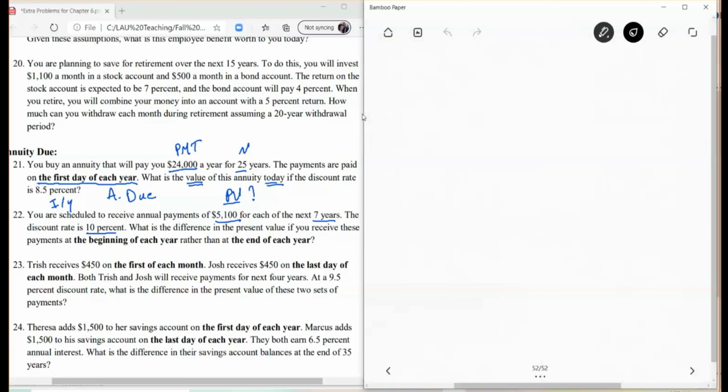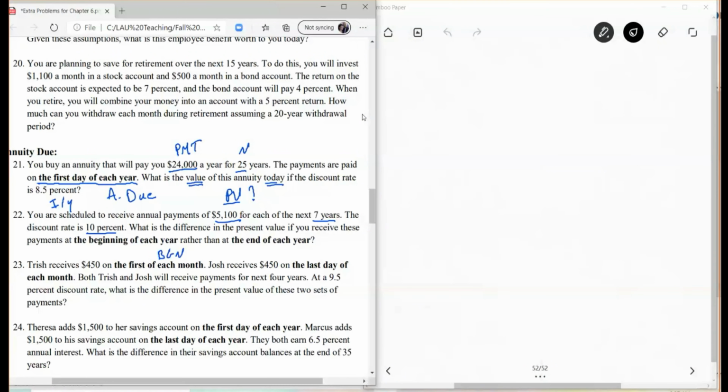Now, number 23, Trish receives 450 on the first of each month. So this is a begin annuity or an annuity due. Josh receives 450 on the last day of each month. So here I have the ordinary or the end annuity. Both Trish and Josh will receive payments for next 4 years at 9.5% discount rate compounded monthly, because here I have monthly payments. What is the difference in the PV of these two sets of payments?